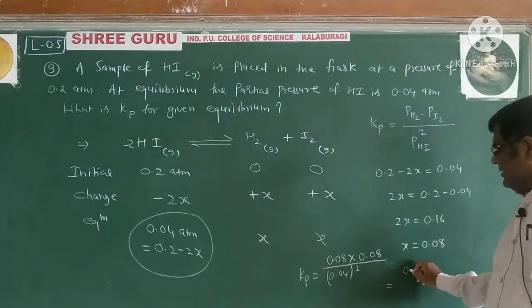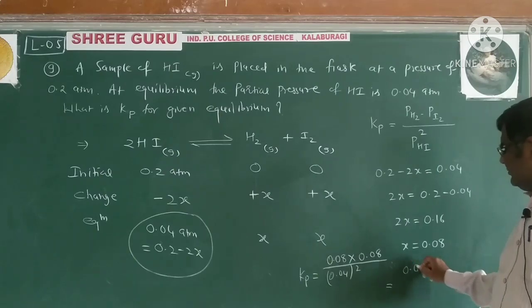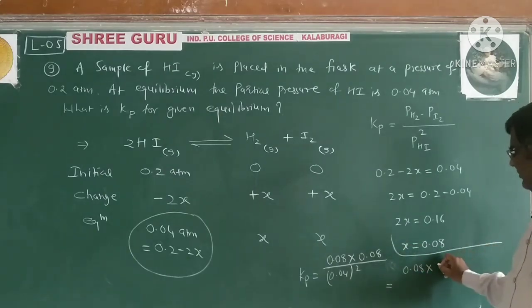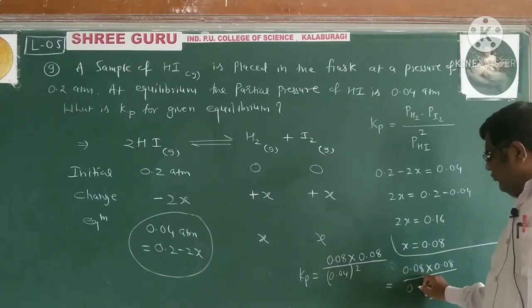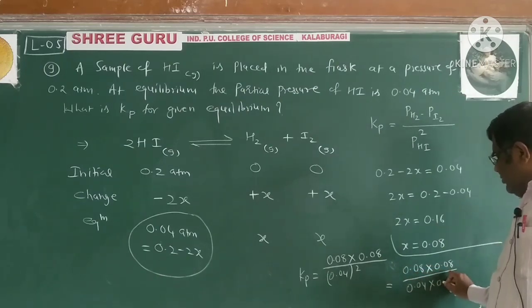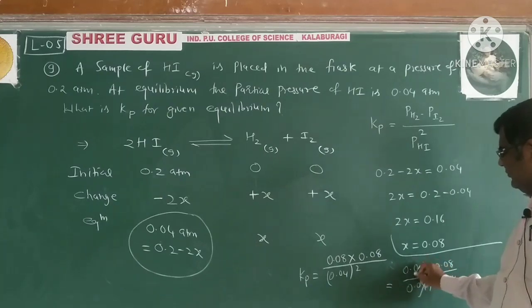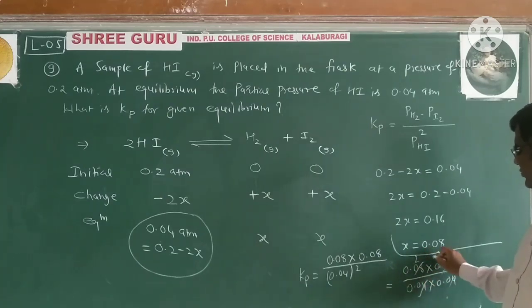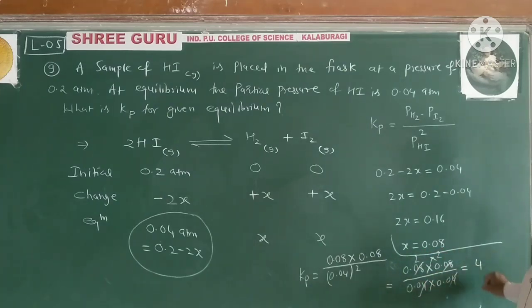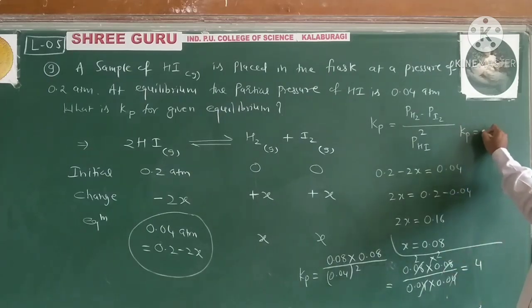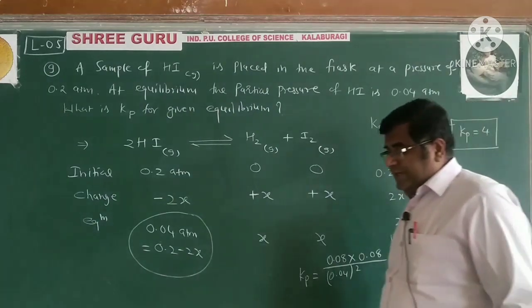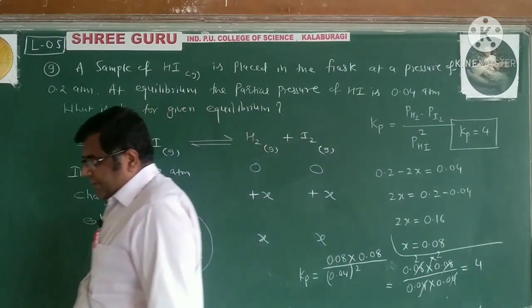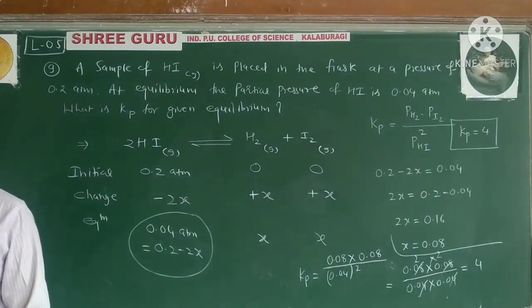So you can write this as 0.08 multiplied by 0.08, 0.04, 0.04. This is 2 and this is 2. So 2 multiplied by 2 equals 4. So you can say Kp equals 4 for this particular reaction. They ask us to calculate Kp and that value comes to be 4 here.